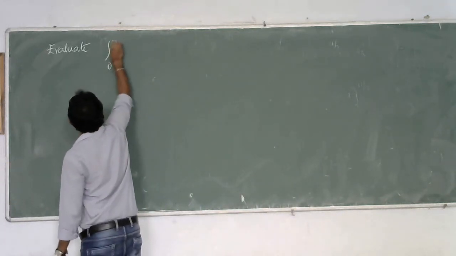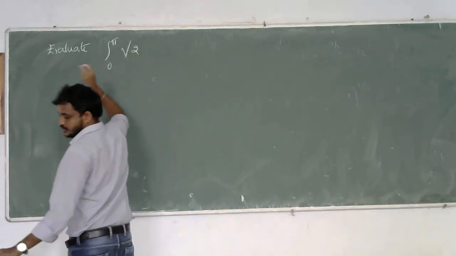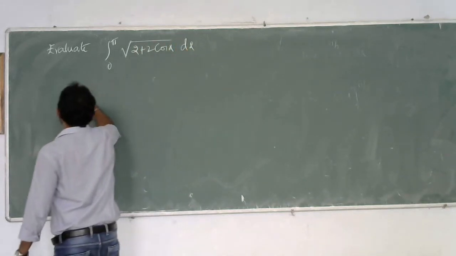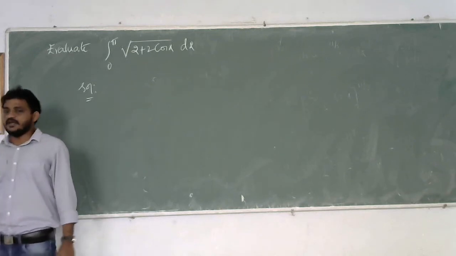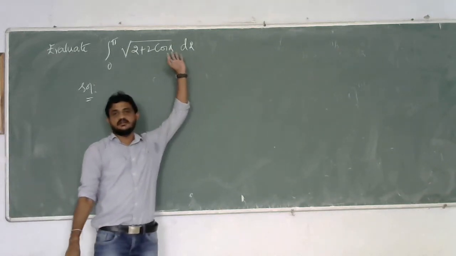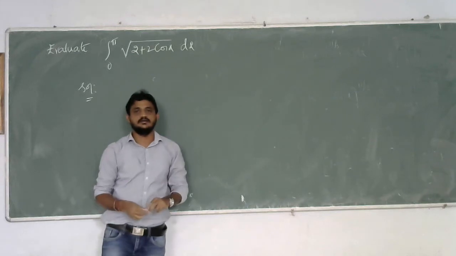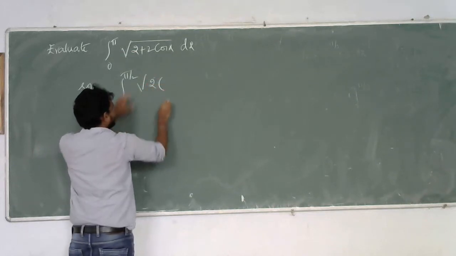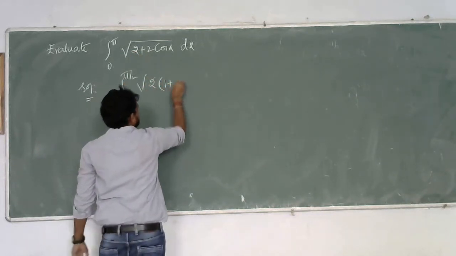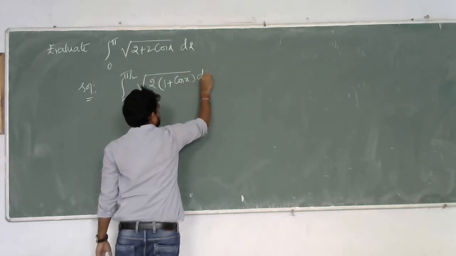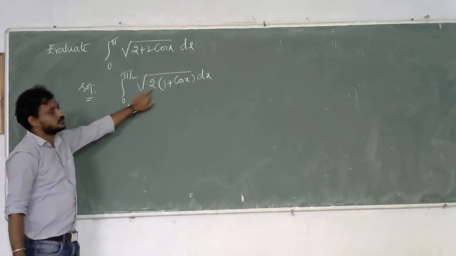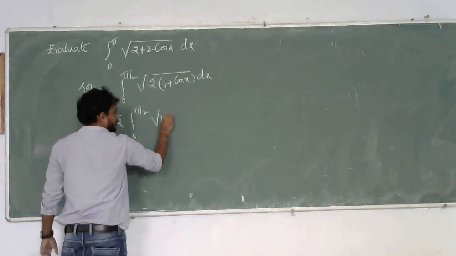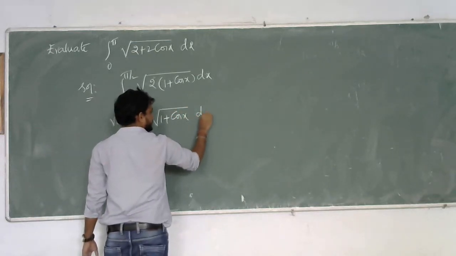Let us see one more problem similarly. Integral 0 to pi of square root of 2 plus 2 cos x dx. To evaluate this integral, first observe that we have square root of 2 plus 2 cos x. From this term, let us take 2 as common. If you take 2 common, what do you get? 1 plus cos x, into dx. Then write this root 2 outside. Then integral 0 to pi by 2 of square root of 1 plus cos x dx.